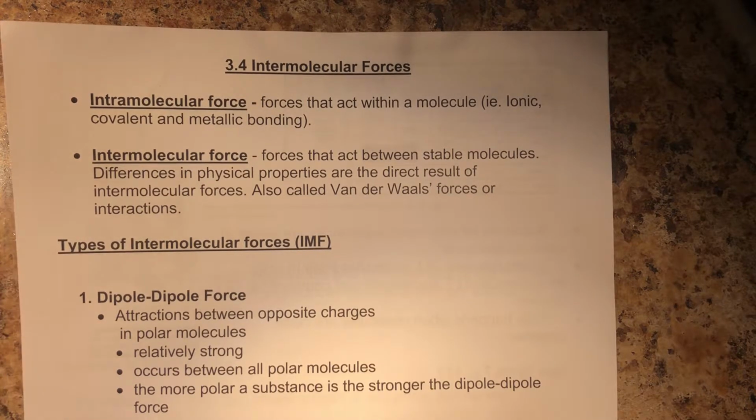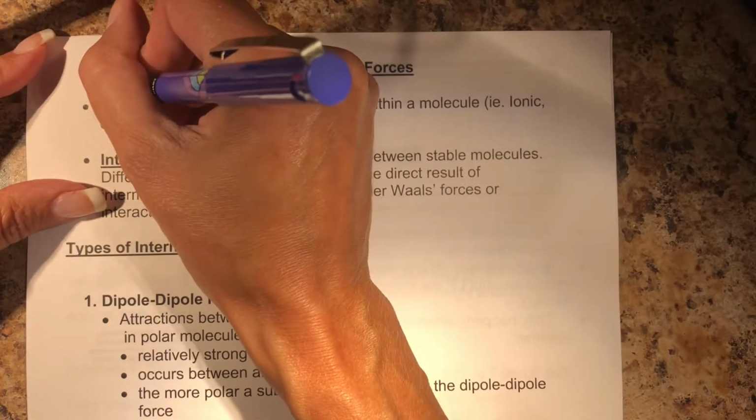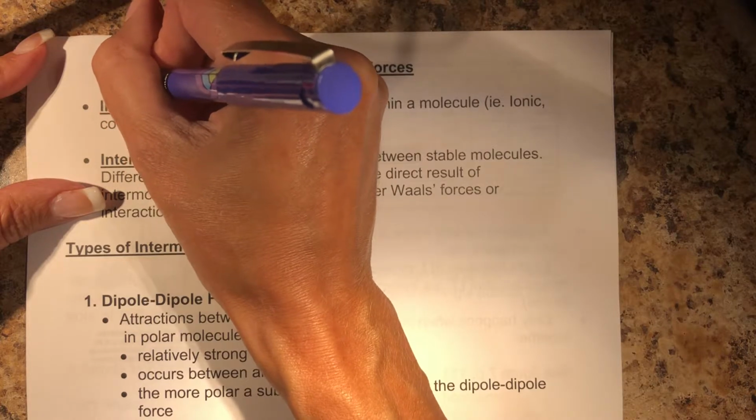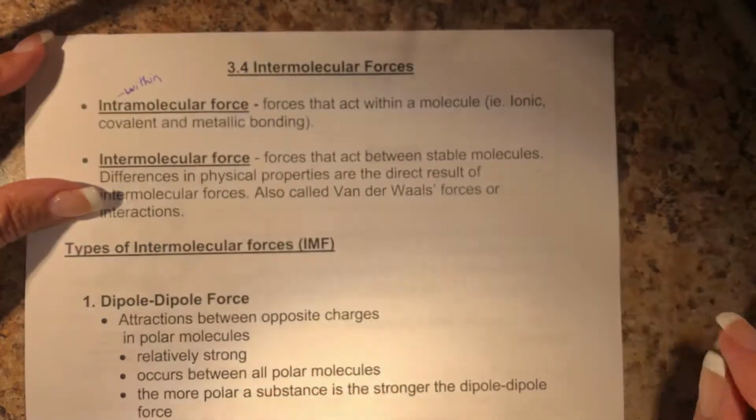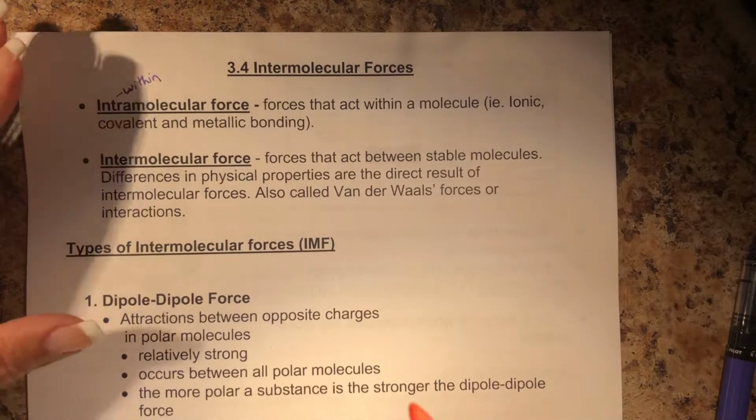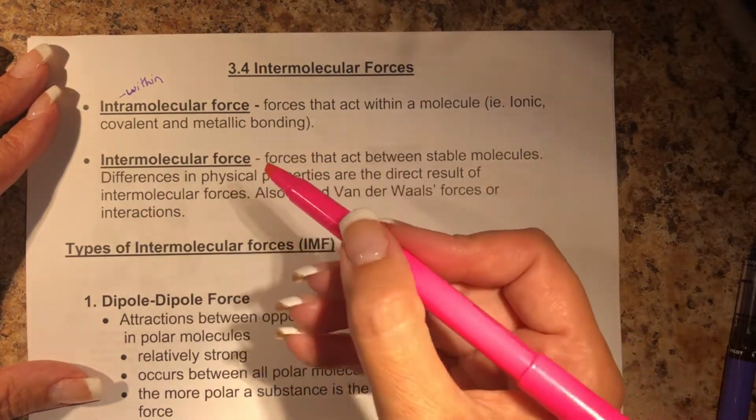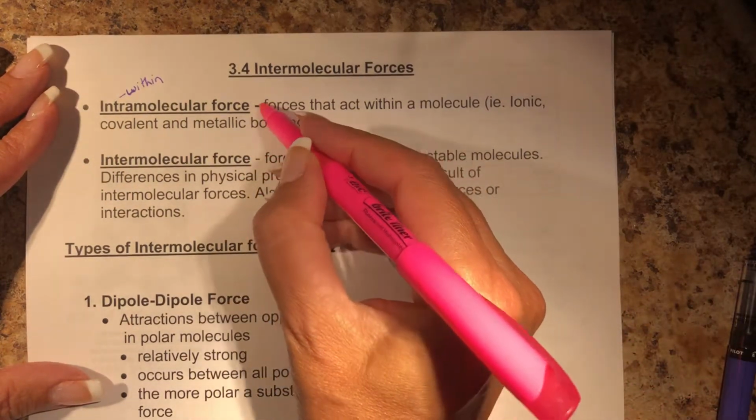Hi there. So in this video, we will look at intermolecular forces. So far, we have talked about intramolecular forces. Intra means within. And these are forces that act within a molecule. So for example, ionic, covalent, and metallic bonding.